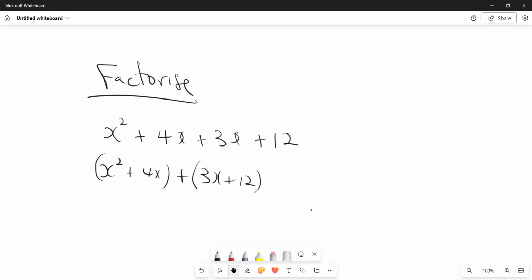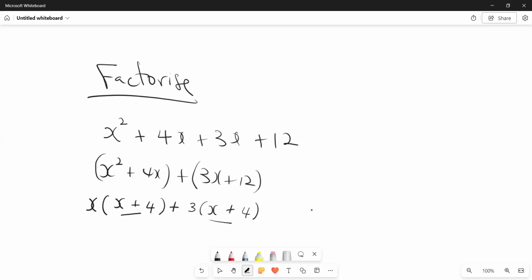Good. So now your common factor here is x. Pull that to the front. X squared divided by x will give you x, plus 4x divided by x will give you 4, plus what's common here? 3. 3 into 3x will give us x. 12 divided by 3 will give us 4. Now, what we see here is that x plus 4 is common in both terms.